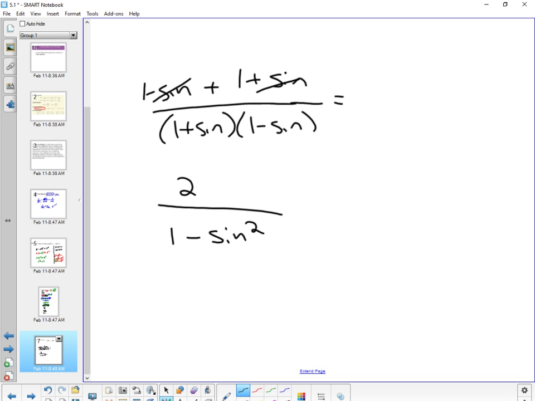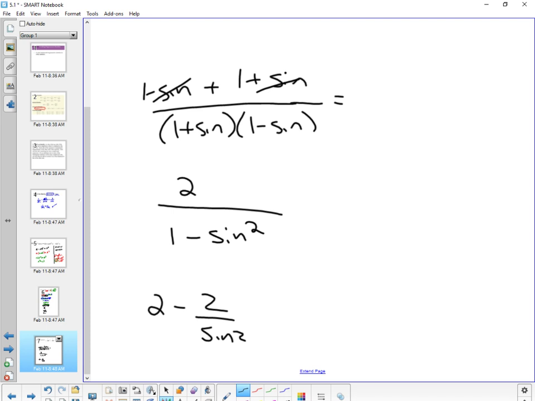Let's see here. What can we do with this bad boy? 2 minus 2 over sine squared. Can I do that? Let me think about this. Oh, yeah. As long as the 2 goes to both items, I guess I could do that.